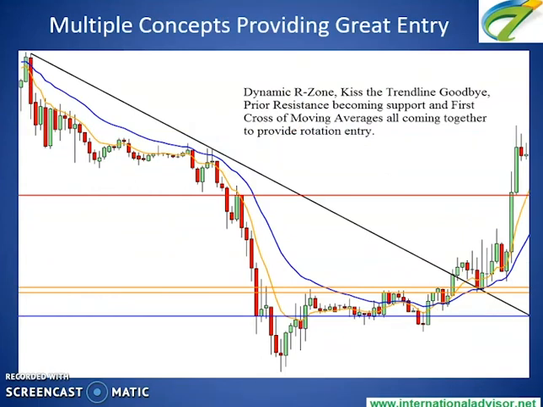Dynamic R zone here, after breakage, kiss the trend line goodbye, prior resistance becoming support, and first crossover here. So altogether multiple concepts providing a great entry, and this is a rotation zone as well. So the more reasons you have, the more confident you can trade profitably.